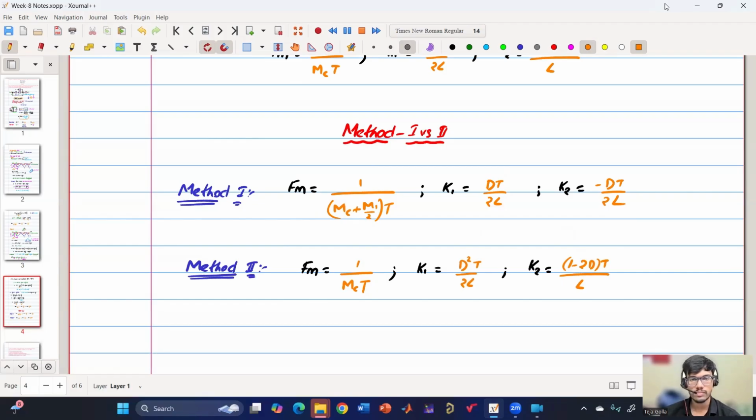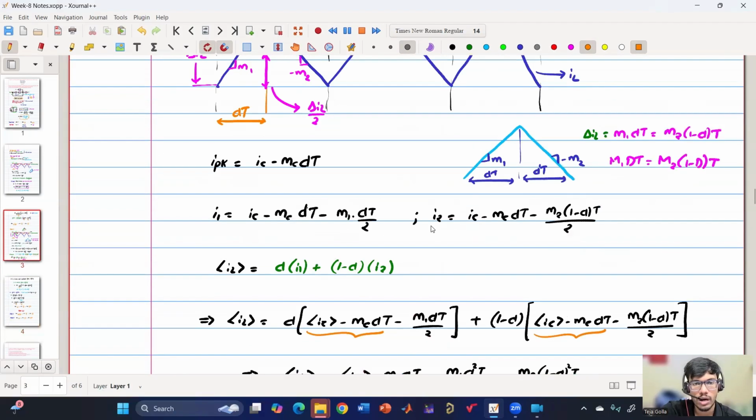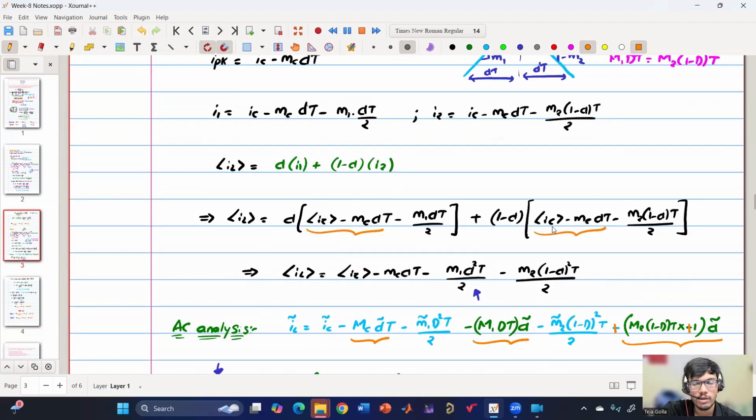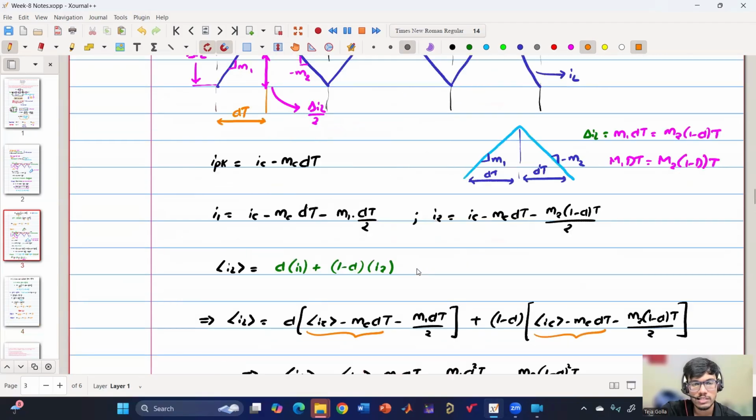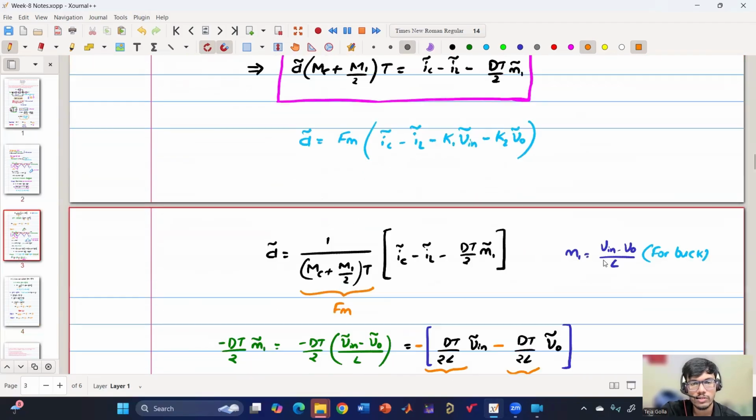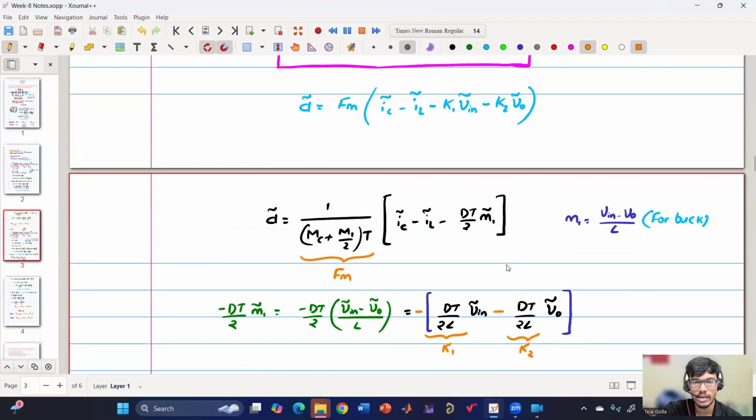Fine, sir. And a final question: will these values hold the same for buck and boost, for both? It will hold the same, right? No, these values will not, because if you consider boost, then the slope M1 will be different. Here I have considered M1 equal to V in minus V0 by L. In the case of boost, it will be V in by L. So in that sense, the expressions will vary.